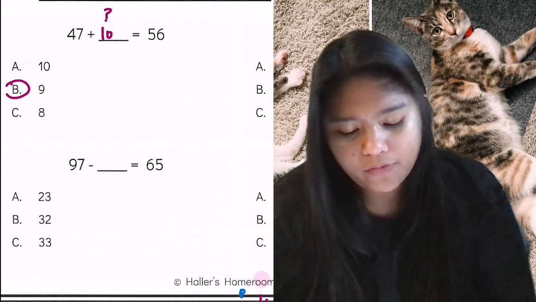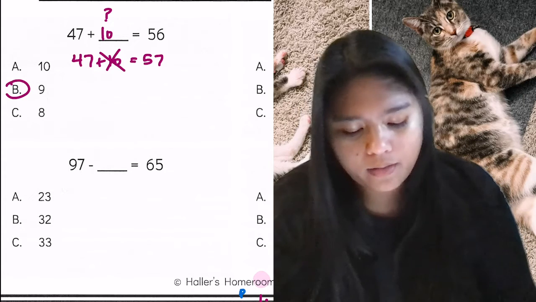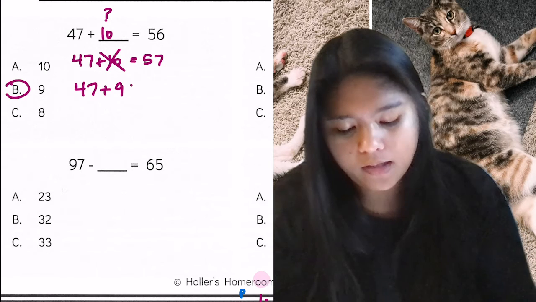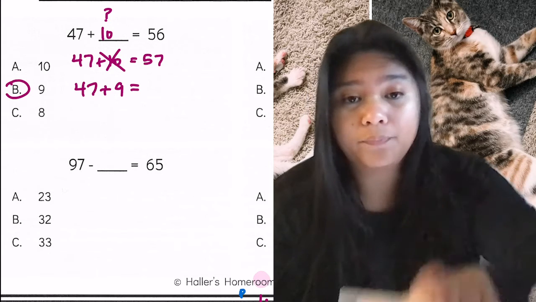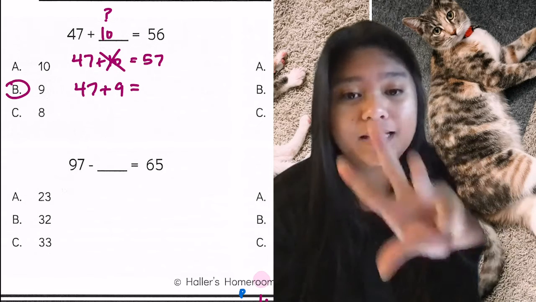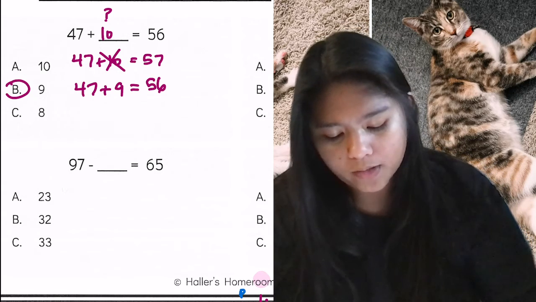Well, 47 plus 10 is equal to 57. Oh, 10 does not work, okay? So let me try 47 plus 9, okay? 47, 48, 49, 50, 51, 52, 53, 54, 55, 56. Good. That equals 56. So 9 works, okay?